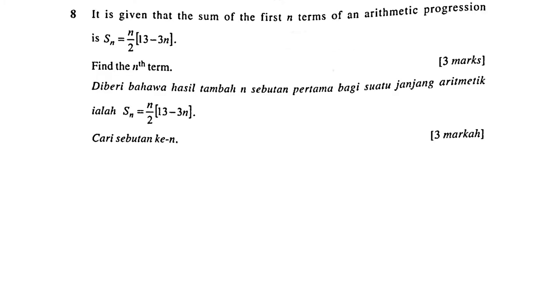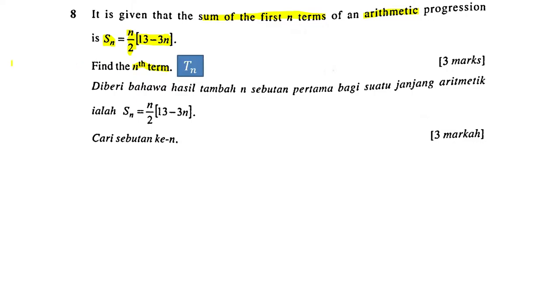We look at SPM 2017. It is given that the sum of the first n terms of an arithmetic progression is given by a specific formula, n over 2 times (13 minus 3n). The question asks you to find the nth term, so basically, the question wants you to find Tn.